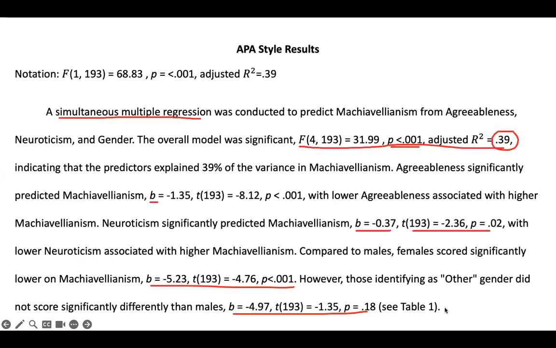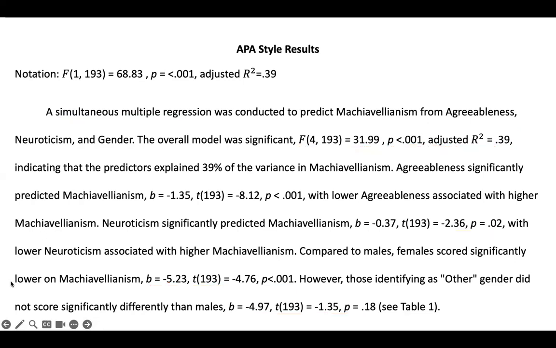You don't want to make your paragraph too hard to read. It's kind of just the facts, ma'am. You just want to share the important information. But then the table has additional information that people can go to. So in the next video, I will show how to create the table. I'm going to use Google Docs to show how to create a table in APA style for this test. And then that is it. That'll be the end of this series of videos on simultaneous multiple linear regression.